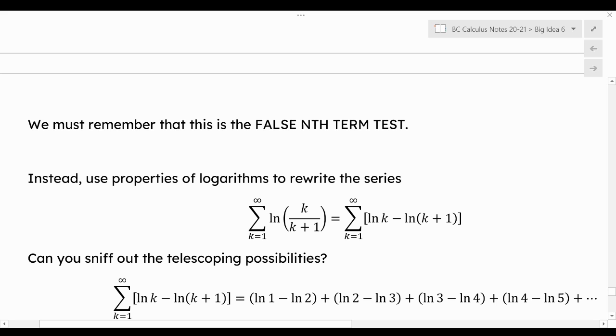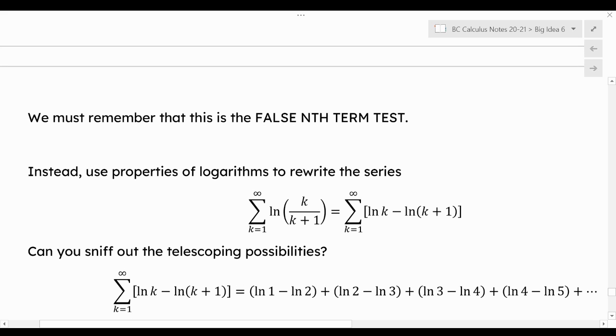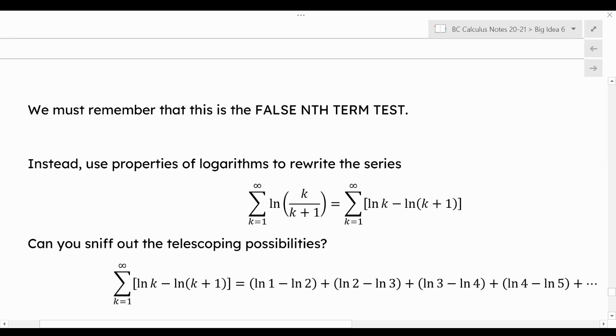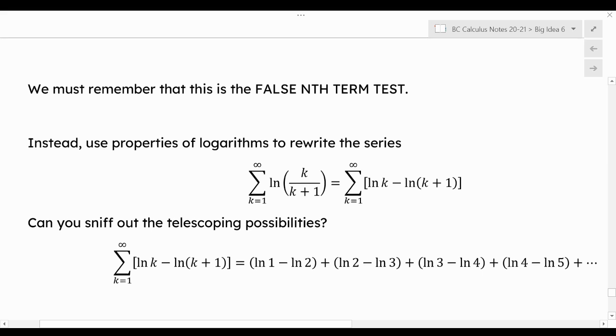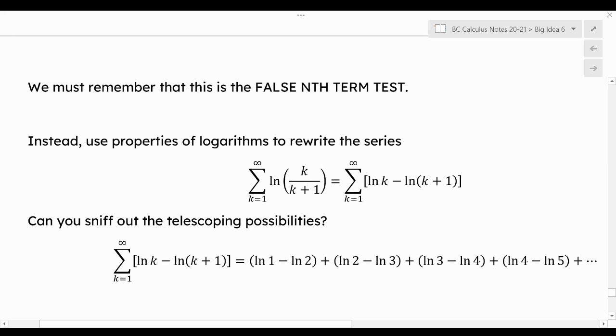And if you don't remember the natural log properties, then you should. So you can sniff out the telescoping behavior here. We got log of k minus log of k plus 1; k and k plus 1 are going to eventually turn into one another. So again, let's write it out. It's always okay to write it out. So that's going to be log of 1 minus log of 2, log of 2 minus log of 3, log of 3 minus log of 4, and so on and so on and so on.